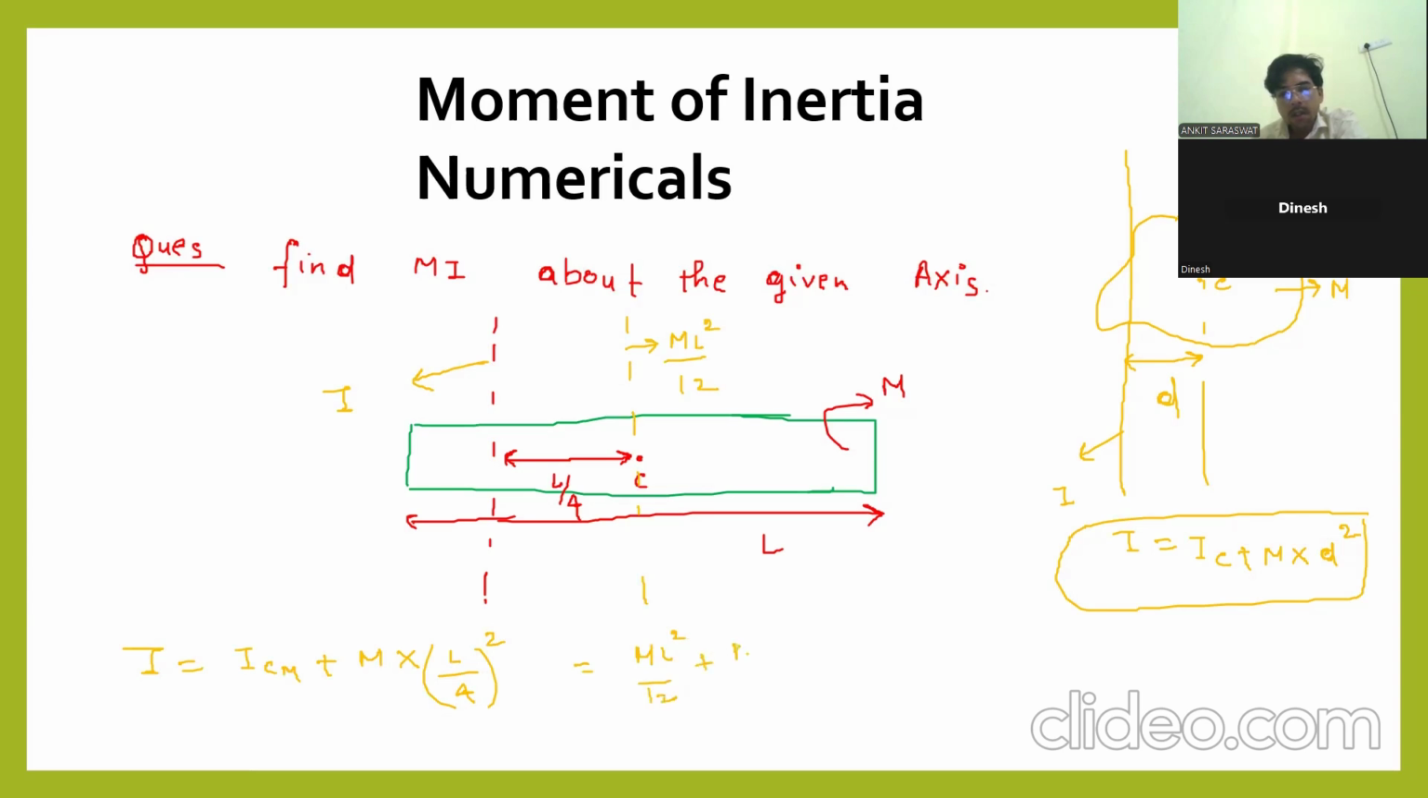So ICM is mL square by 12 plus mL square by 16. Tell me the final answer. If you solve, you will get 7 mL square by 48. Is it clear? Moving to the next question.